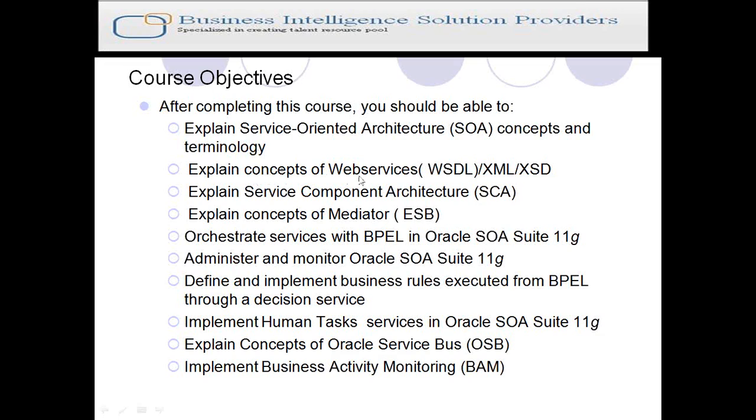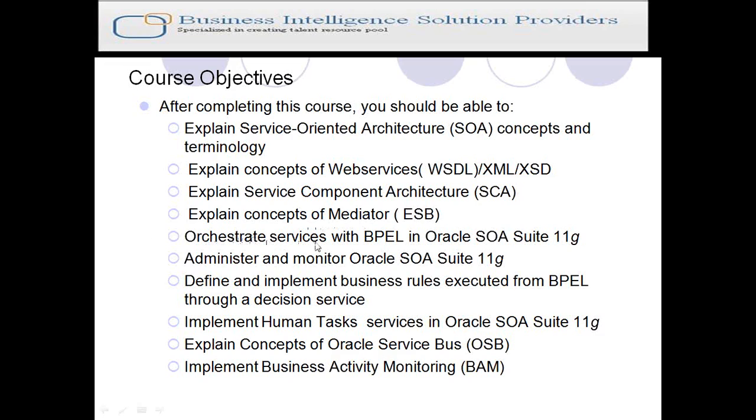You should be able to explain the concept of web services, that is WSDLs, XML, XSDs. I know there will be people who will not have the knowledge of this. We will make these things clear to you, and we guarantee you that you will understand all those concepts. Then you will be able to explain the Service Component Architecture, what the SCA is. You will be able to explain the concepts of mediators, or what was called ESBs.